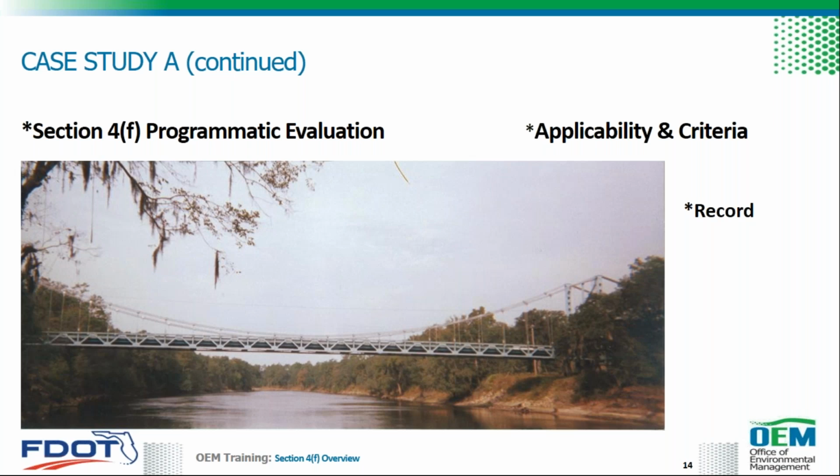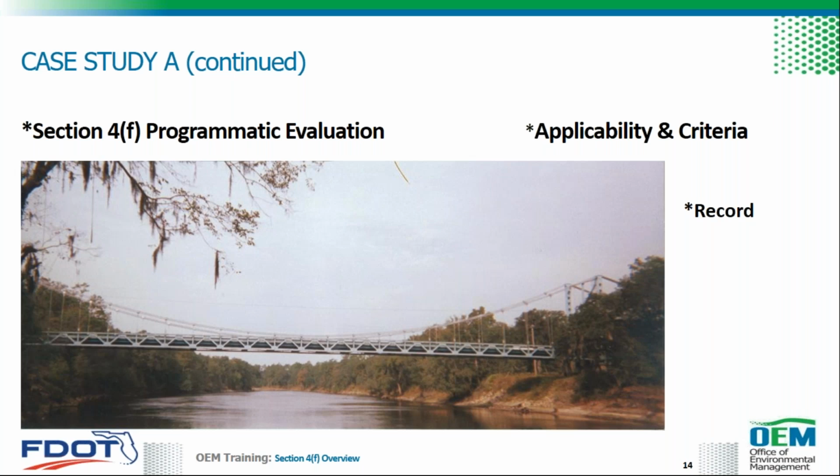The first element is to determine that the programmatic evaluation is appropriate for the project, and that's an applicability decision. And that applicability decision is much like the applicability decisions that you make for Section 4F. Is it a protected resource? Is this a transportation project?